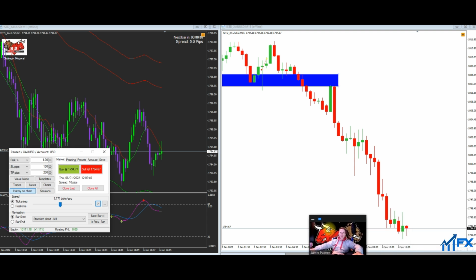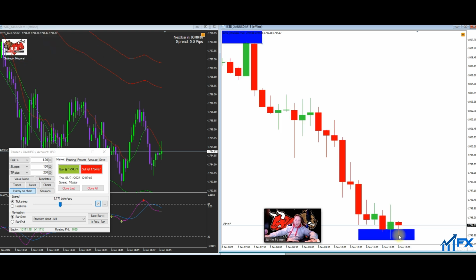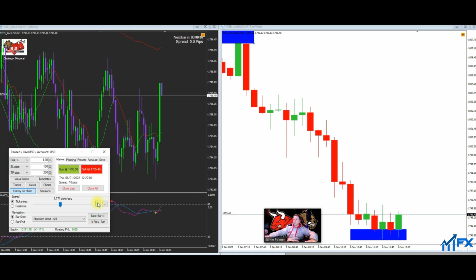Right, it looks like here. I'm just going to pause it. It looks like we're creating a support level just here. See that? See how we're on the 15 minutes? So we might actually come back down. If we do, it'd be good to pop a signal.